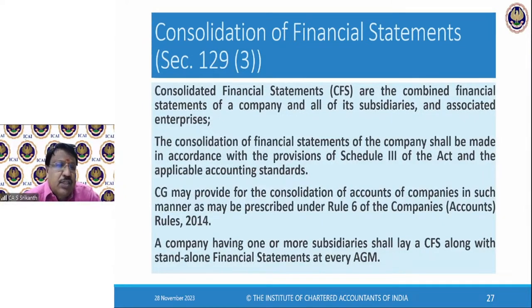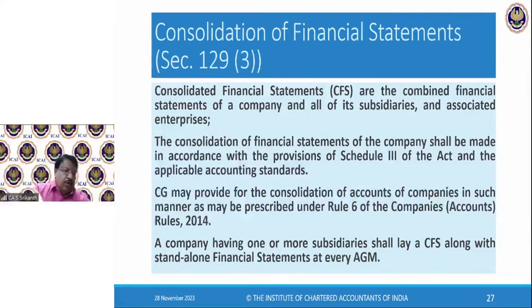Now, the consolidated financial statements are very important. The Central Government may provide for the consolidation of accounts of companies in such manner as prescribed under Rule 6. A company having one or more subsidiaries shall lay consolidated financial statements along with standalone financial statements at every AGM. Standalone financial is purely that company's own. Like Tata Motors, somebody has downloaded, no? Have a look.